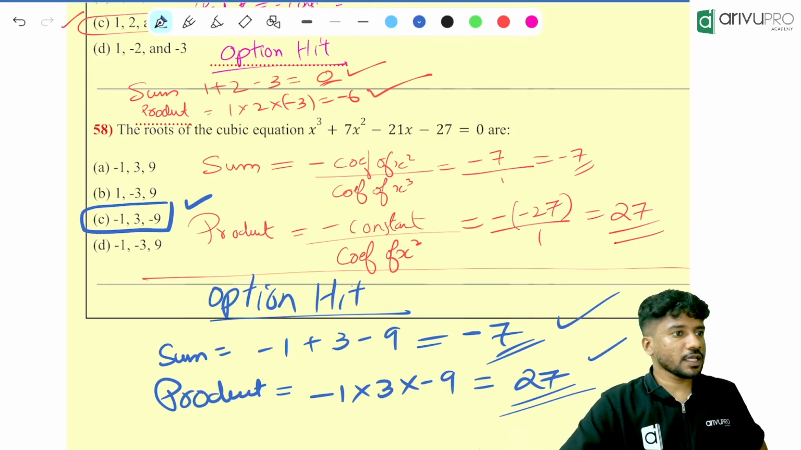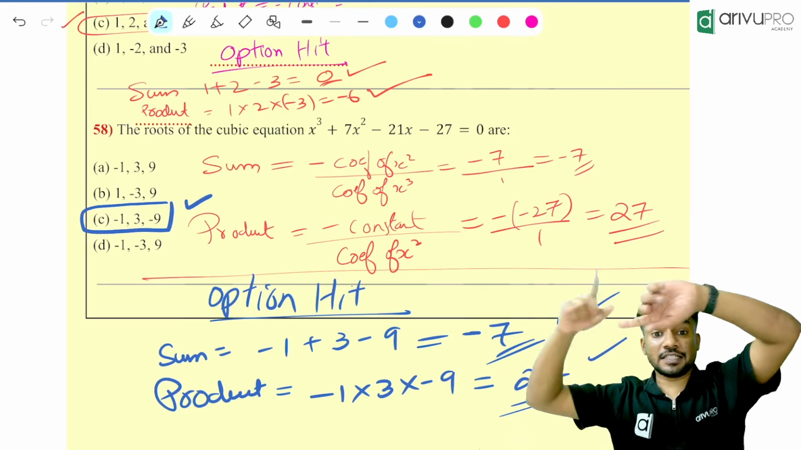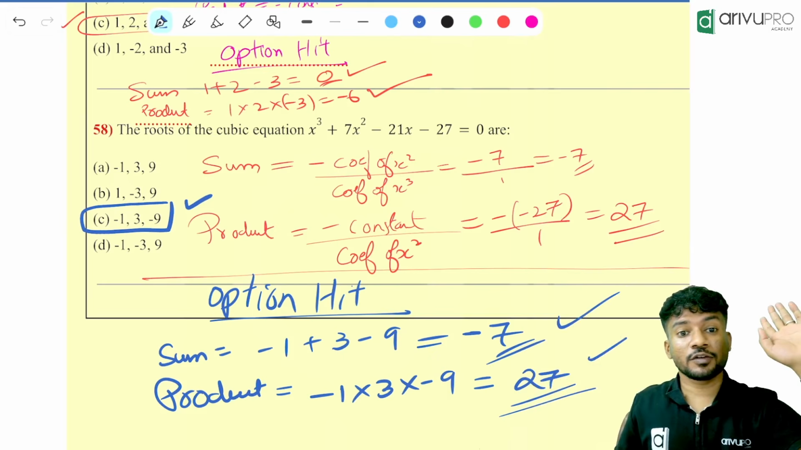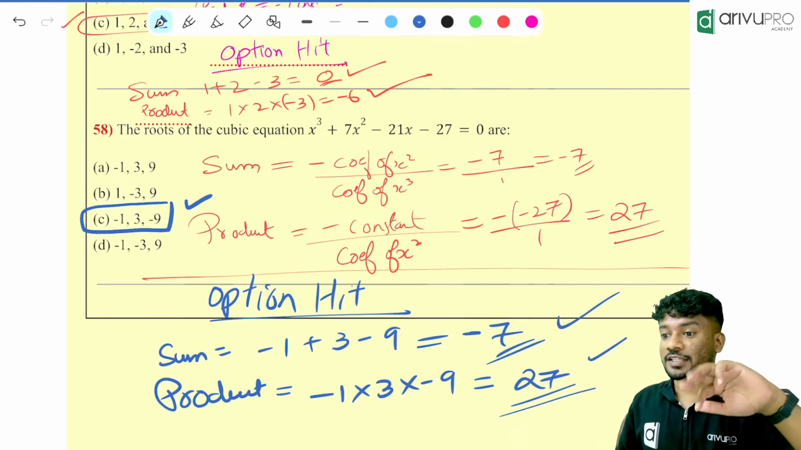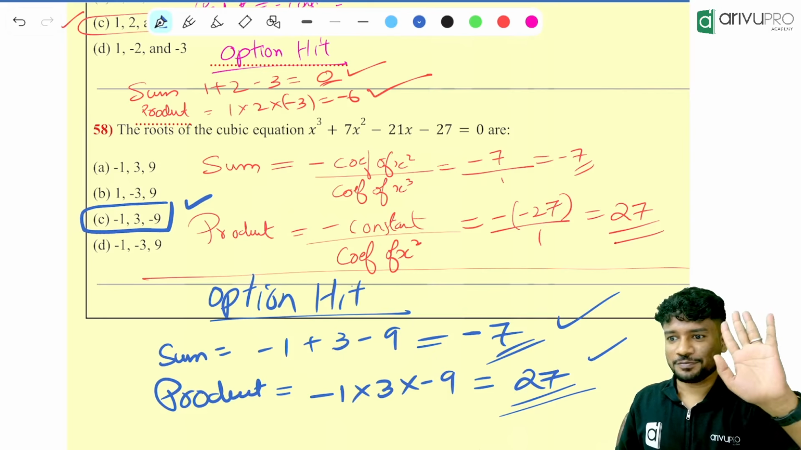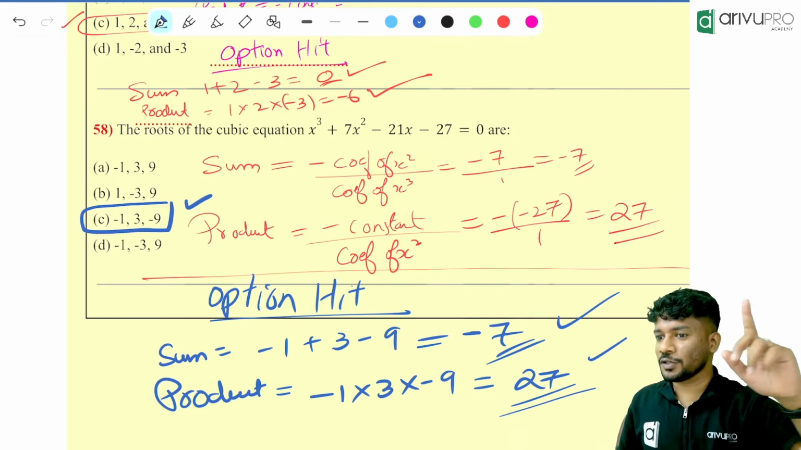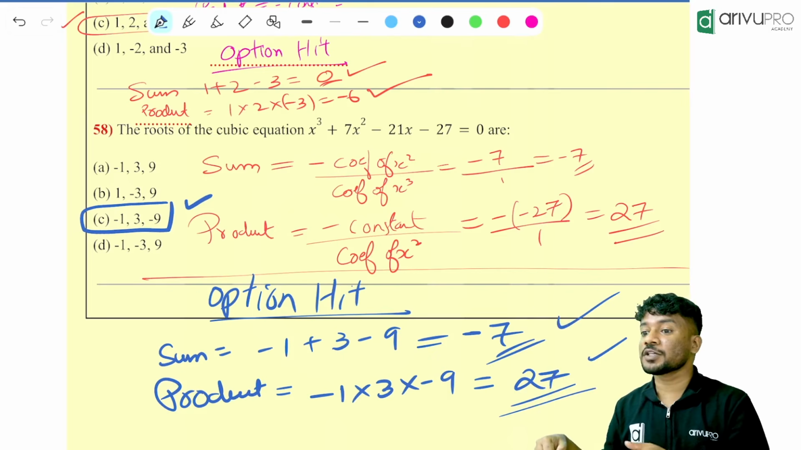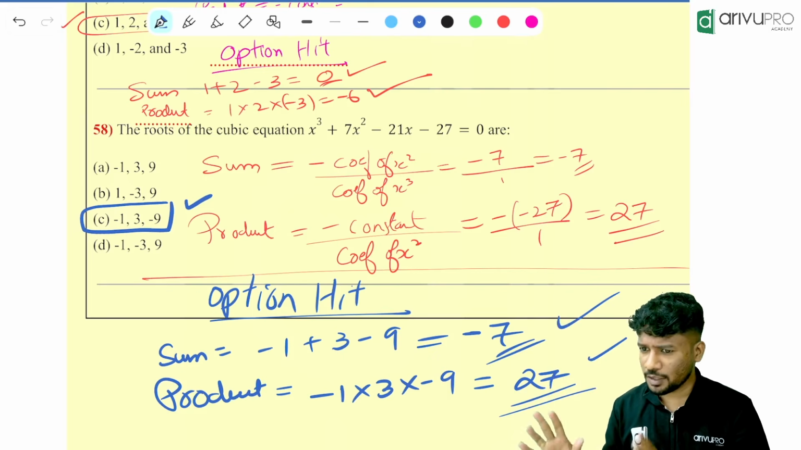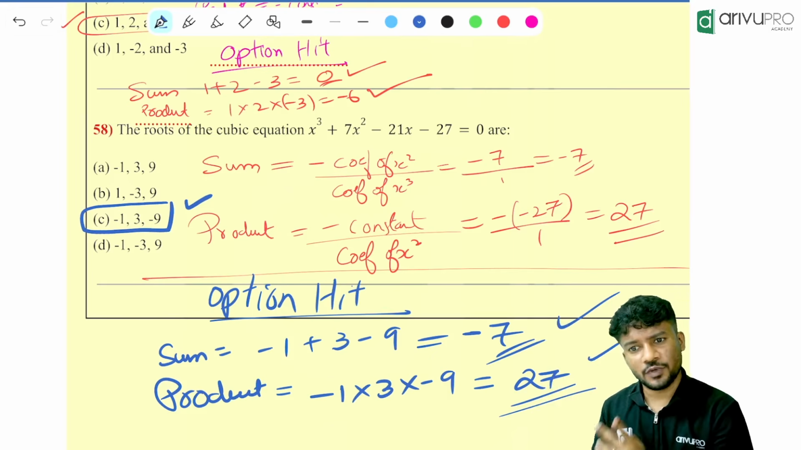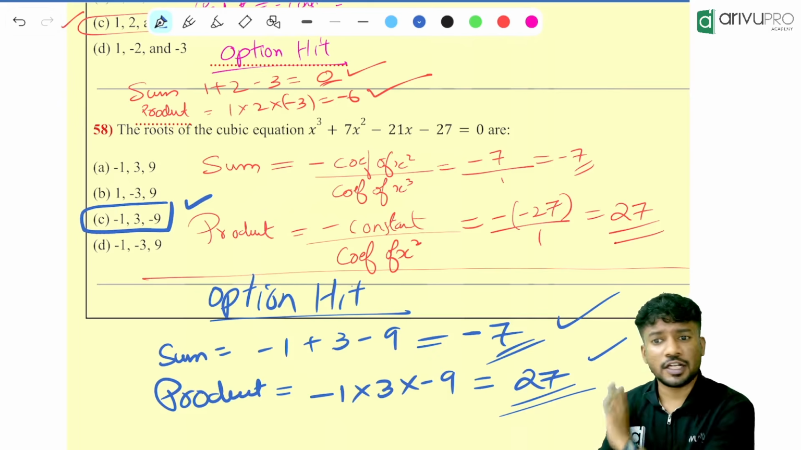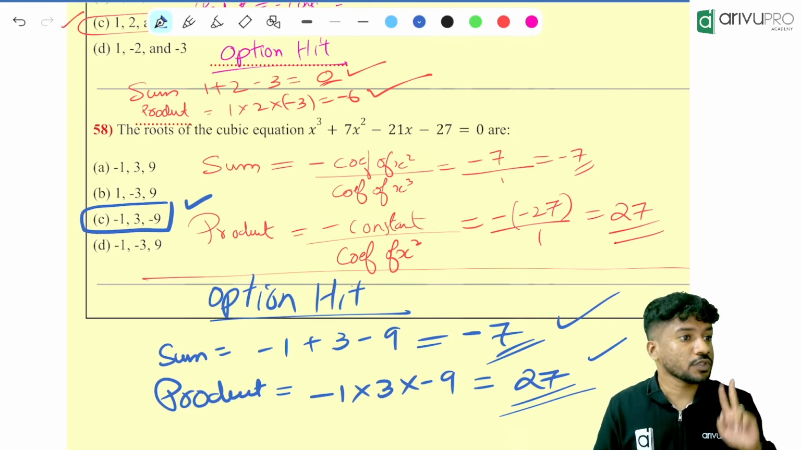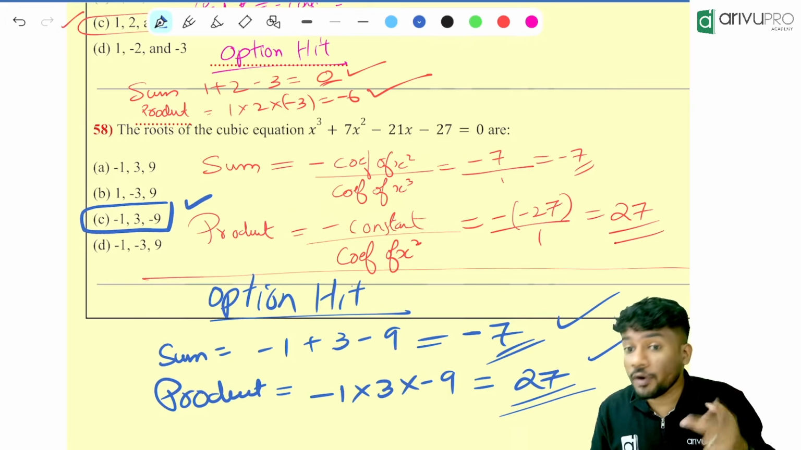Understood the method for cubic? This is the only way. Another way is they will give one of the roots. They'll say that one of the roots of the cubic equation is 1. Find the other two roots. Will the approach change? No. You will take the sum of the roots and the product of the roots, also using that one root given in the question. Then from the options, you will check the sum of the roots and then the product of the roots. Whichever option is satisfied is your answer. That is the only approach. There is no other approach. For a cubic equation, this is your approach. I hope that everyone got the point. Is it clear?